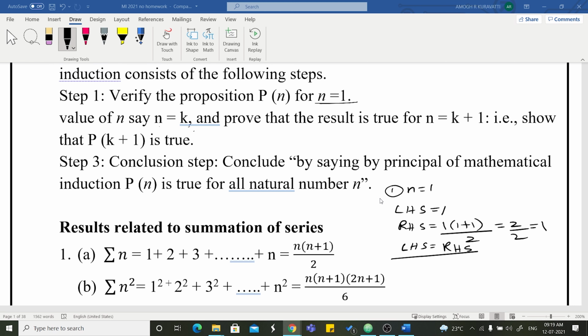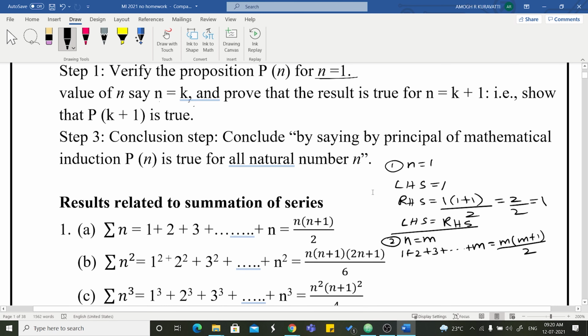Just replace n by m. Step number 2, assuming that the result is true for n is equal to m or n is equal to k. Substituting m or k in place of n, the given expression 1 plus 2 plus 3 and so on plus m is equal to m into m plus 1 by 2. This is step number 2. Then step number 3, the result is true for n is equal to m plus 1.